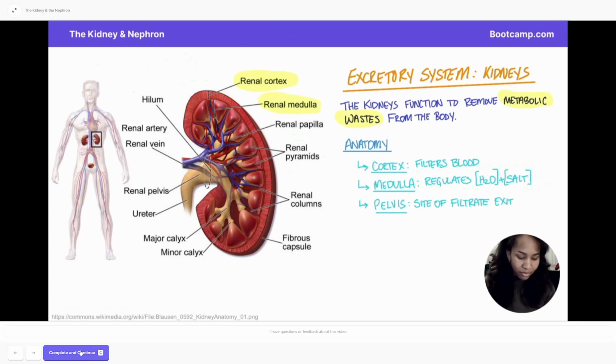And then lastly, we have the renal pelvis. And it's going to be this structure here in which the filtrate actually leaves and gets sent to the bladder eventually. So let's look a little bit deeper into how this process works so that you can know everything you need to know for your test.